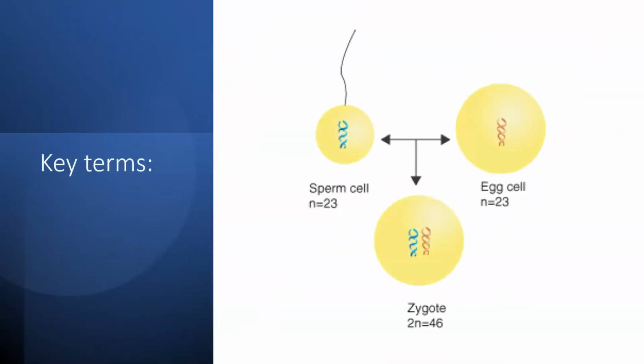Just remembering those terminologies, homozygous, heterozygous, homo meaning the same, hetero different. Remembering that our gametes, our sperm cell and egg cell, have half the chromosome number of the zygote. We've got human sperm cell, egg cell here with the 23 chromosomes, which on fertilization gives us the 46.